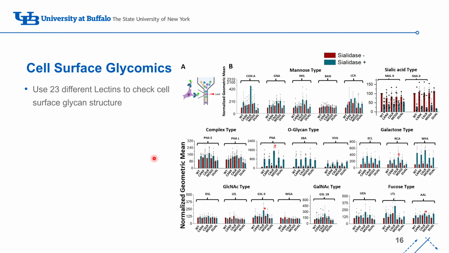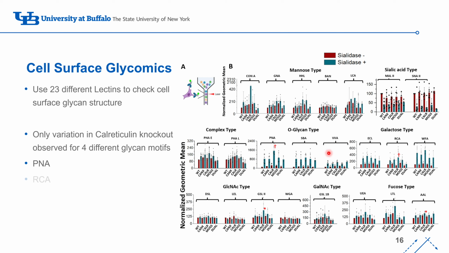What we have observed in this case is that only in 4 cases is there a significant change in the signals, and all these 4 changes are in the calreticulin knockout, that is in PNA, RCA, GSL2 and AAL. Another interesting thing is that all these 4 signals belong to different kinds of glycans. PNA belongs to O glycan type, RCA belongs to galactose, GSL2 belongs to GlcNAc, and AAL belongs to fucose type.